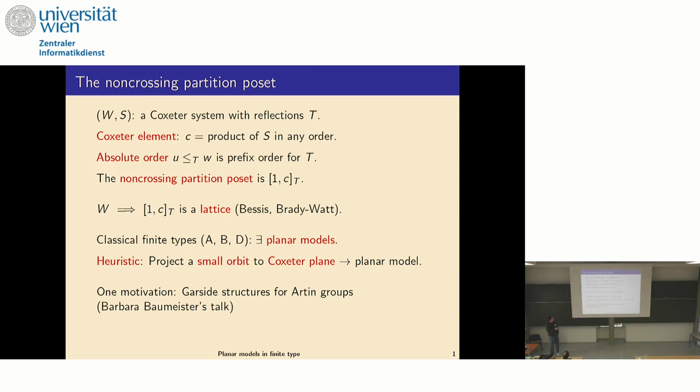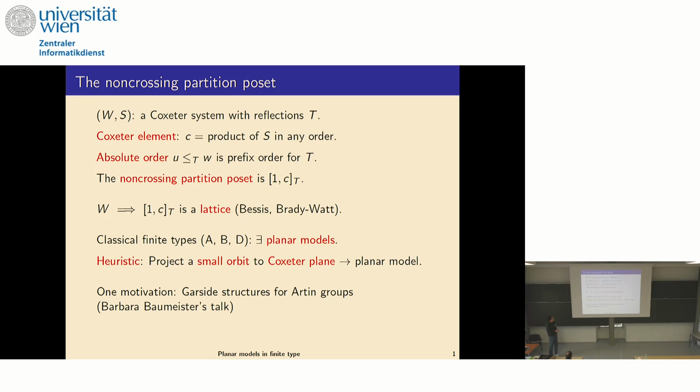Now, in class, somehow everything on this slide is something you've seen, except maybe not this. In classical finite types, Caterina's talked about the classical finite types and these planar models, but there's a heuristic. There's no theorem that I can prove, but there's a heuristic that says if you want to find these planar models, what you do is you take a small orbit of the group and you project it to something that you'd call the Coxeter plane, not a hyperplane, but literally a two-dimensional plane. You project it, and then somehow these tell you what your planar model should look like. And part of the story that I'm going to tell is that this works in affine type also.